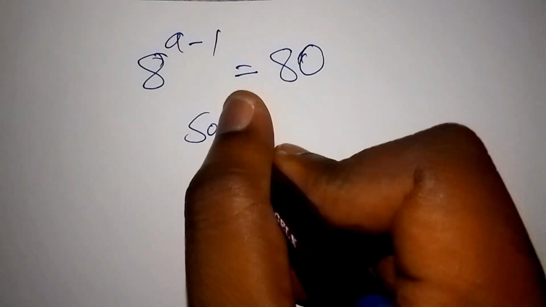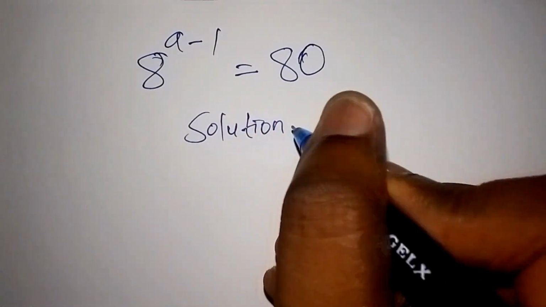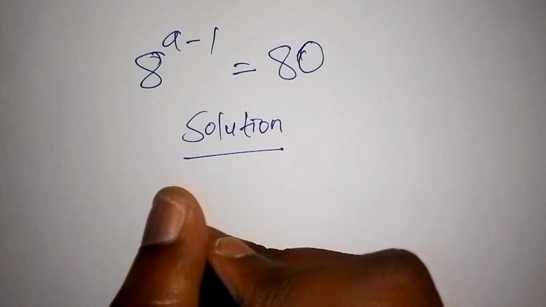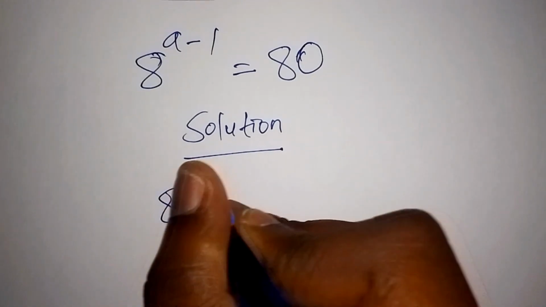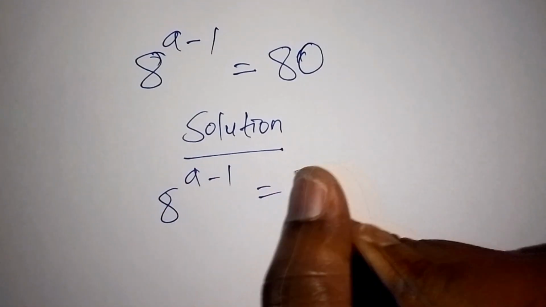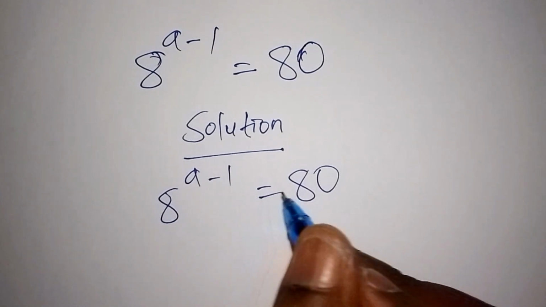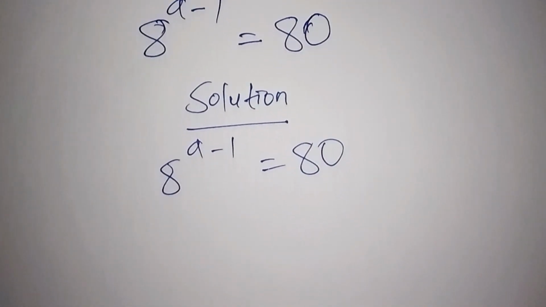So most people usually make a mistake when working out this maths problem. Today I want to show you one of the best strategies for working it out. So we have a to the power of a minus 1 is equal to 80. So this one is 8 to the power of a minus 1 is equal to 80. So how do we go about this one?